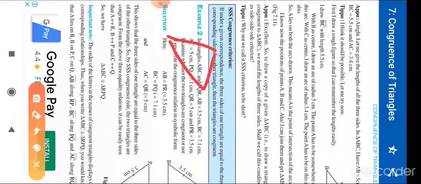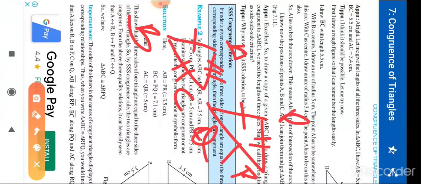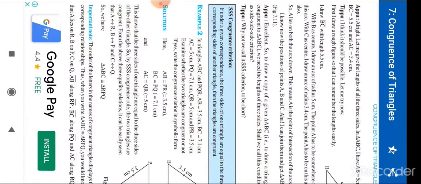ABC and triangle PQR, and in triangle ABC, side AB is equal to the side PQ. Side BC of triangle ABC is equal to the side QR of triangle PQR, and side AC of triangle ABC is equal to the side PR of triangle PQR. So in this condition, these two triangles are congruent under the SSS congruency criteria.